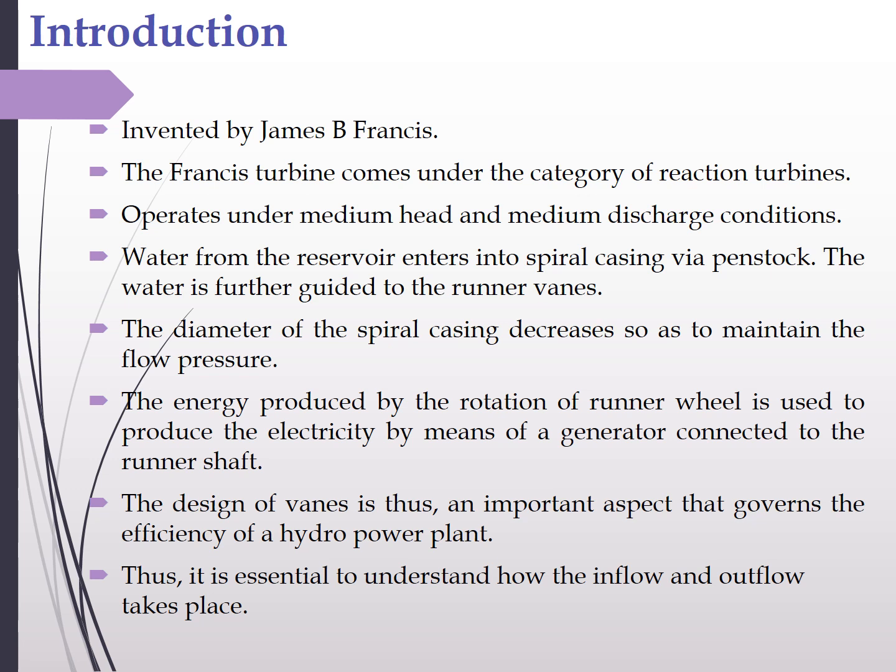The water is further guided to the runner vanes. The diameter of the spiral casing decreases basically right from the start to the end. This is done in order to maintain the flow pressure. So similar to the case of the Pelton wheel turbine, the energy of the rotation is used to produce electricity by means of a generator which is connected to the runner shaft.